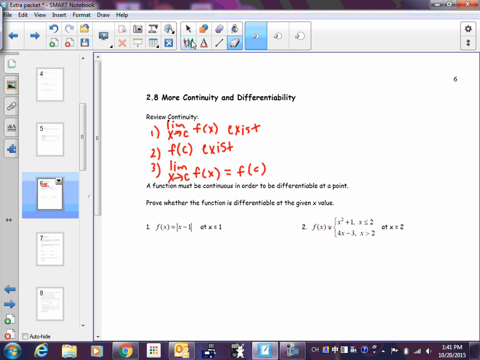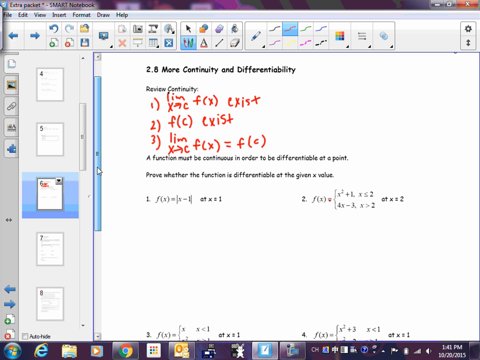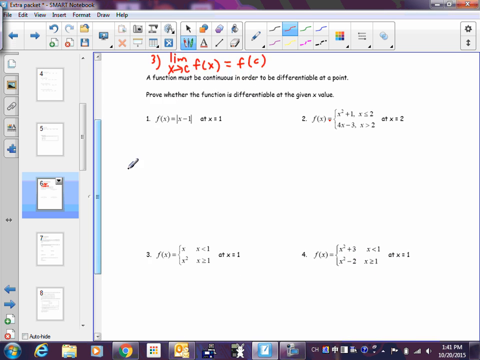So what we're going to do today is prove whether something is differentiable. Well, here's the deal. You have to prove continuity first. If something is not continuous, it cannot be differentiable. And then differentiability has its own step. So looking at number 1 here, this is not a piecewise function. I could probably draw it as one, or write it as one.